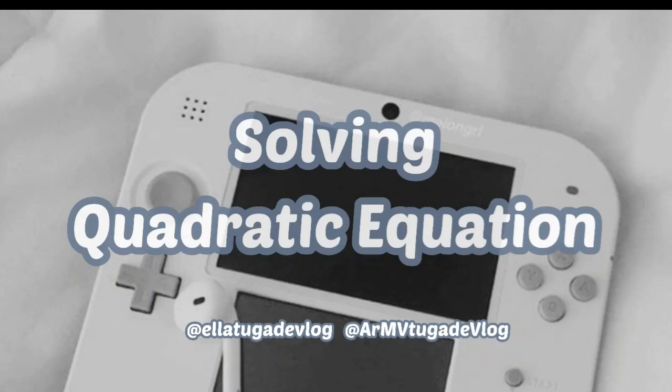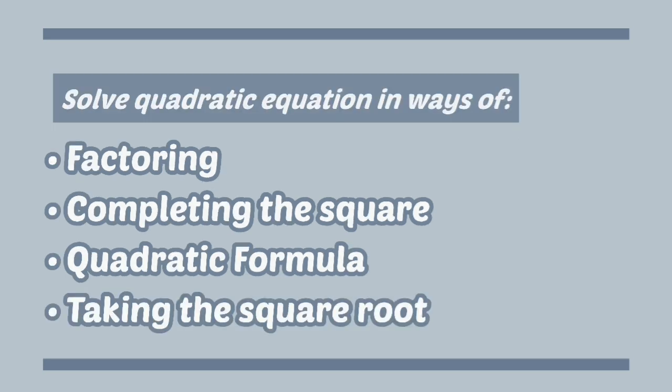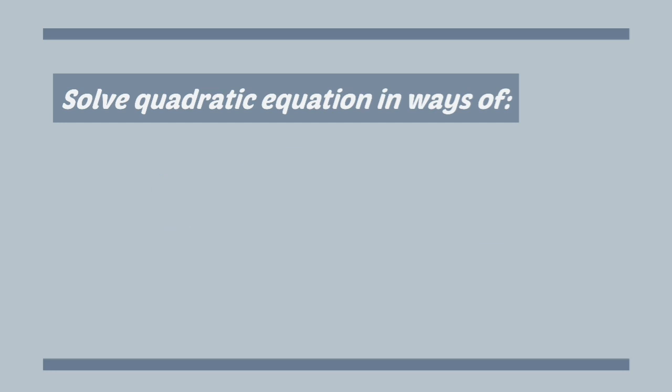How do you solve quadratic equations? The solutions to quadratic equations are the values of the unknown variable x, also known as roots or zeros. In the case of quadratics, there may be two roots or zeros of the equation. So, there are basically four methods of solving quadratic equations. They are factoring, completing the square, using the quadratic formula, and taking the square root.